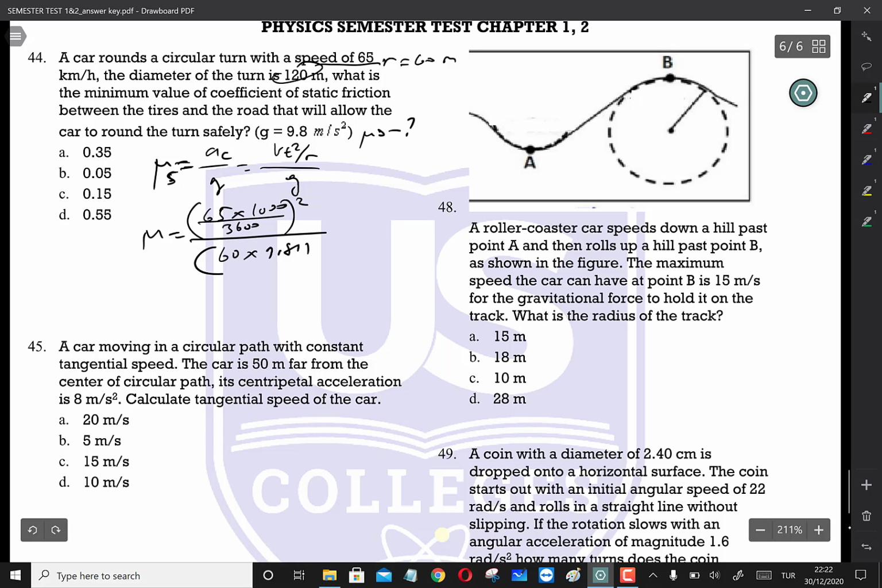Let's do it. 65,000 multiplied by 1,000 divided by 3,600. Square of this value divided by 60, divided by bracket 60 times 9.81, close the bracket. So it's 0.55. So this is the correct answer.